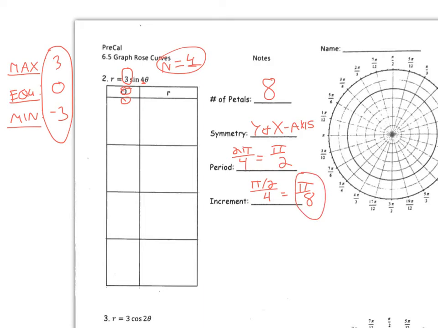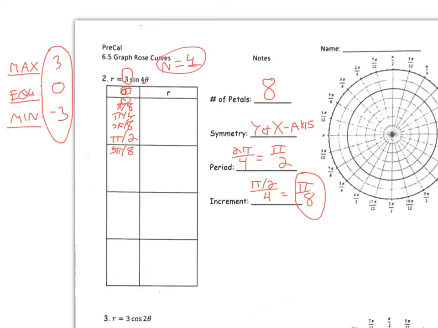So I just go up by pi over 8. We start with 0, so then we're going to go to pi over 8. We add pi over 8 to that, we get 2 pi over 8, which is pi over 4. Then we're going to get 3 pi over 8. I'm trying to squeeze it in here. Add pi over 8 to that, you get 4 pi over 8, which is pi over 2. Add pi over 8 to that, we're going to get 5 pi over 8.